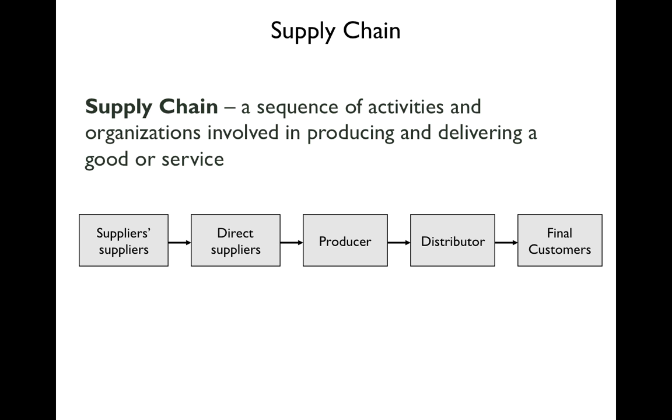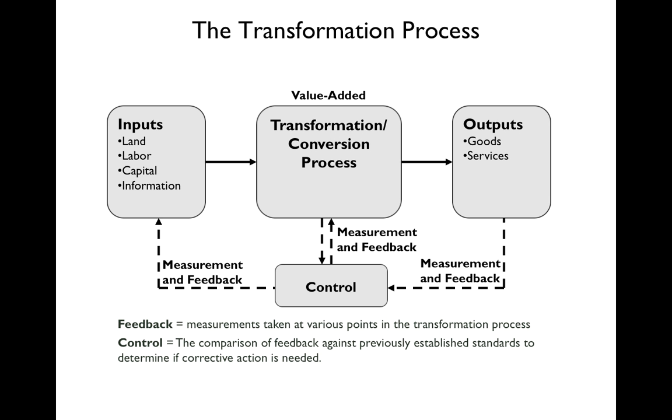So here's the supply chain. It's the sequence of activities and organizations that produce or deliver a goods or services. So you start on the left with suppliers. That's someone that your suppliers get stuff from. Then you have direct suppliers. Then the producer. You are the producer. You're making something. Now that product, service, whatever it is, has to be distributed. So there's a distributor, and then you have the final customers. So that's the supply chain, and we'll be covering this a lot throughout the class.